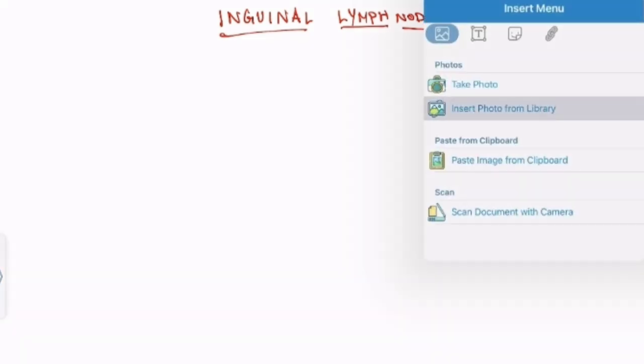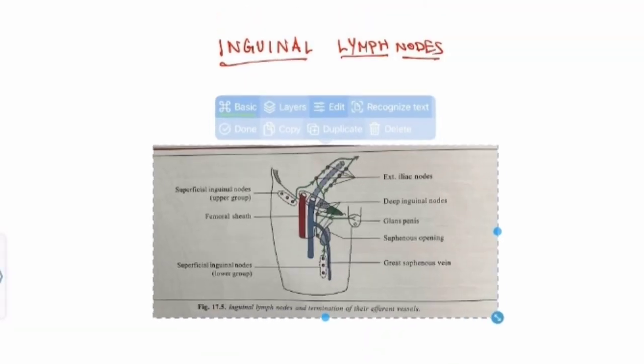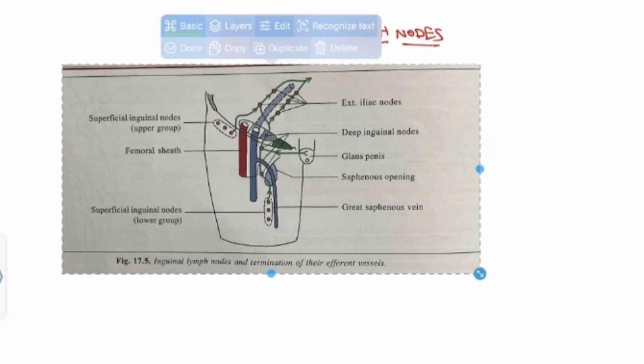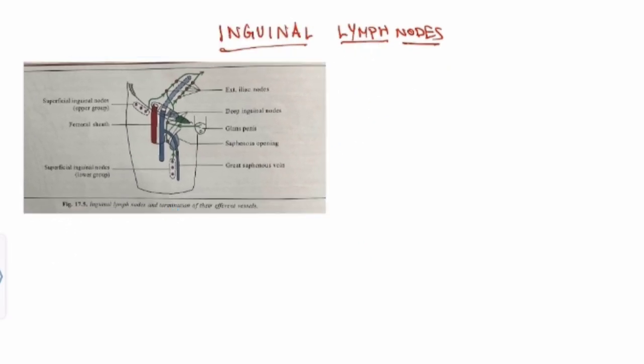So let us first insert an image. See, these images are very easy to draw, but still I'm just not drawing them. Very easy to draw, and you can definitely draw them. These photos are from AKD. AKD always has the best diagrams, as I've told you.